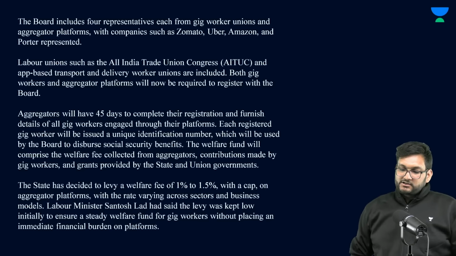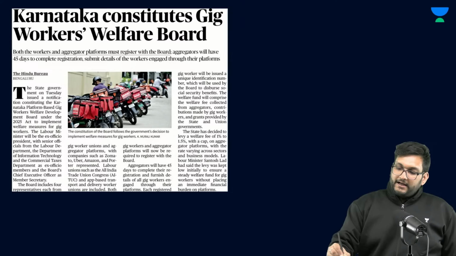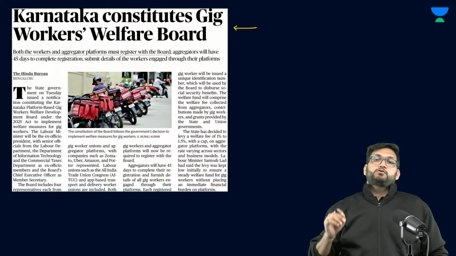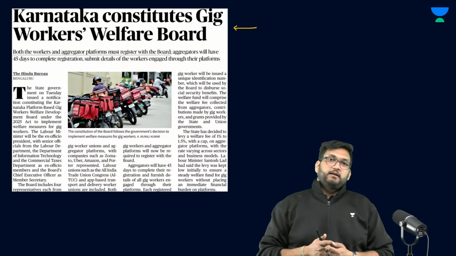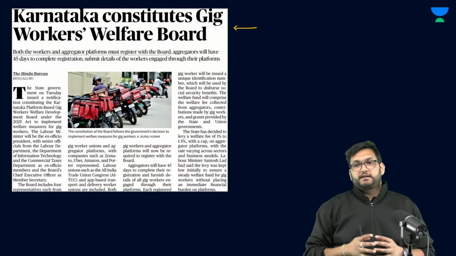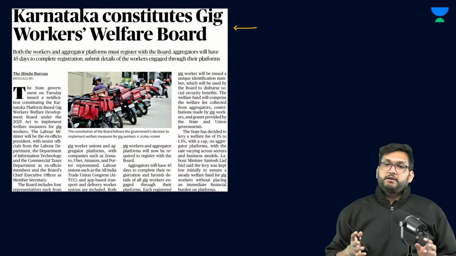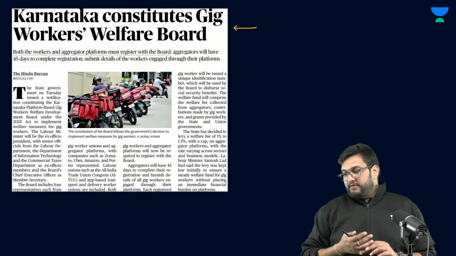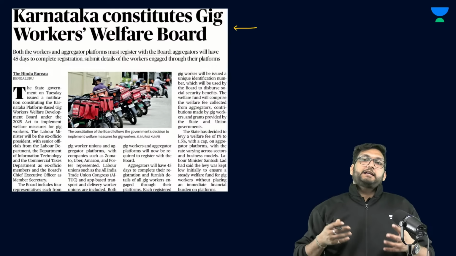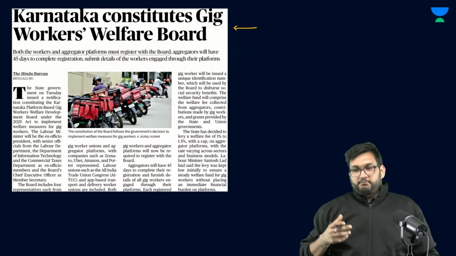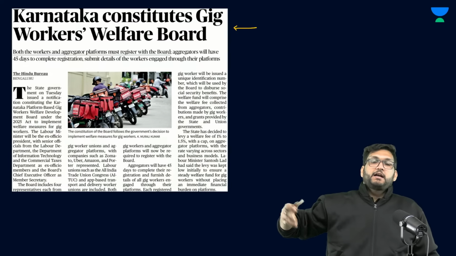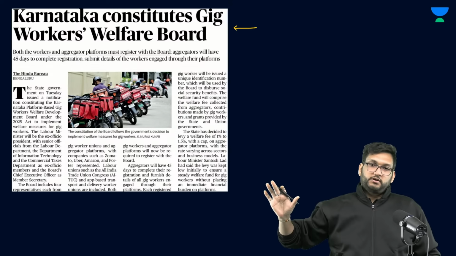Okay. Now, based on the labor code, Karnataka is one of the first states to create what is called a gig workers welfare board. Most of the delivery partners are part of an informal economy called gig working, where they are part of different forms of contractual aggregators, and these aggregators don't give any social security benefit.